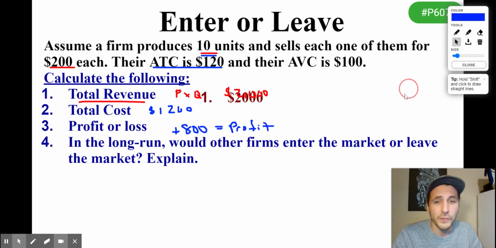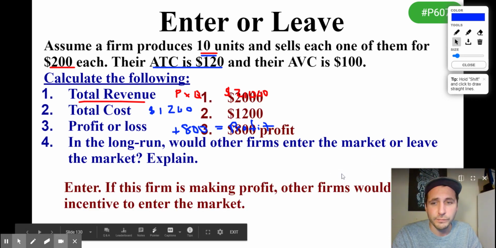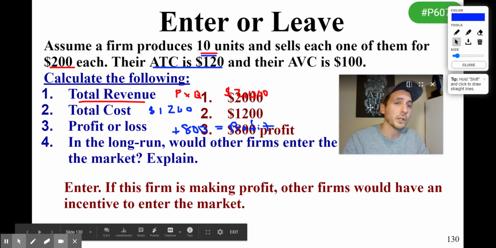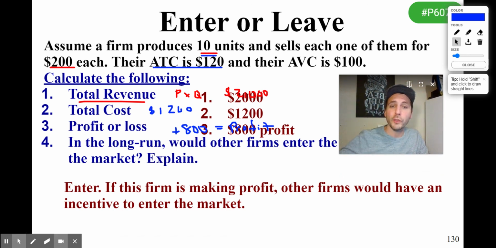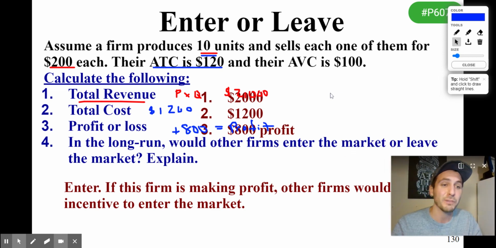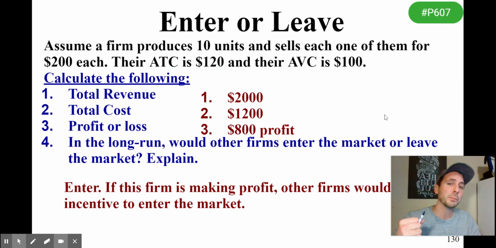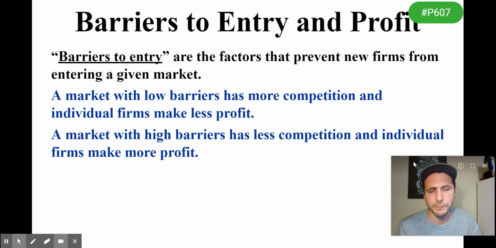Well, the answer, of course, is that firms are going to enter the market. They're going to enter the market because they want a share of those profits. So other firms would have an incentive to enter the market. Remember, it's not just $800 in accounting profit. It's an economic profit, which means this is a great opportunity for firms. Okay, so if there are profits in the long run, firms will enter the market to get their share of those profits.